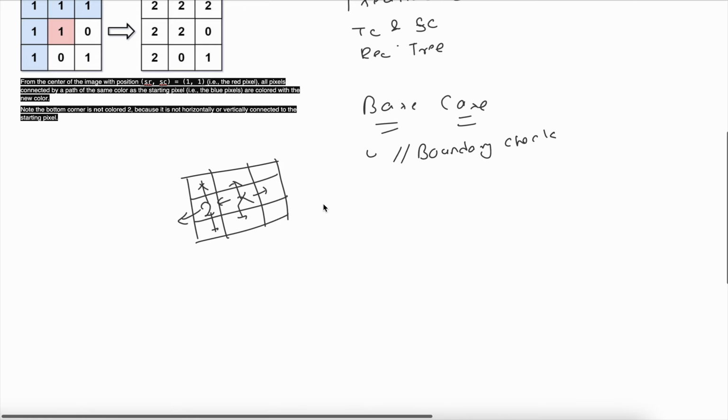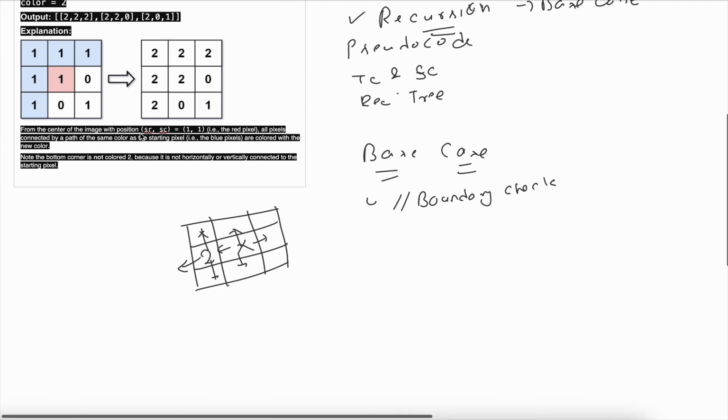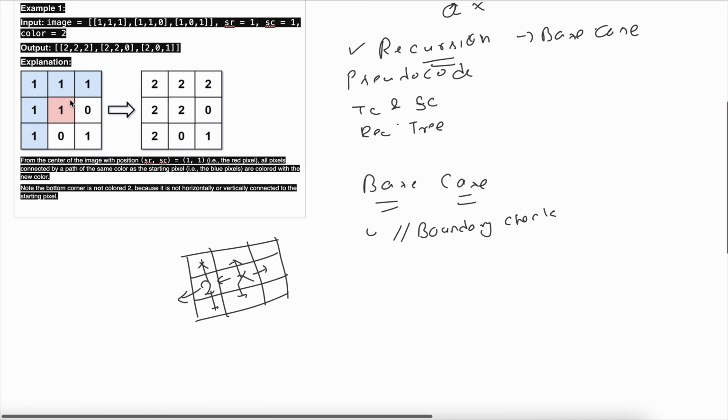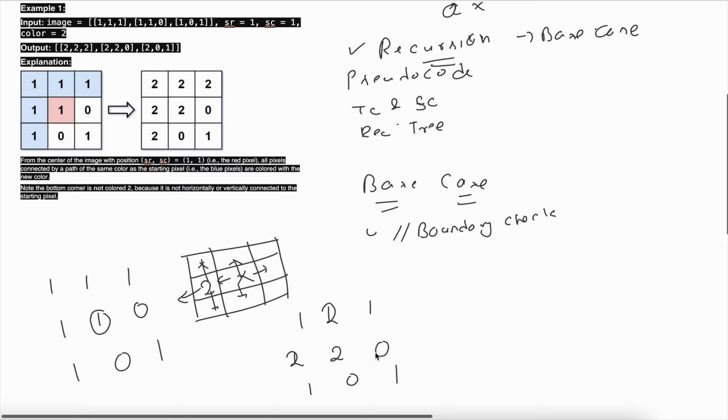Now the second thing, let's see this matrix. You have 1 1 1 1 1 0 1 0 1. So you have gone there and updated this color to 2. Now the matrix is this. Now you will go in the 4 directions. Here you will update it, here you will update it, here you cannot.